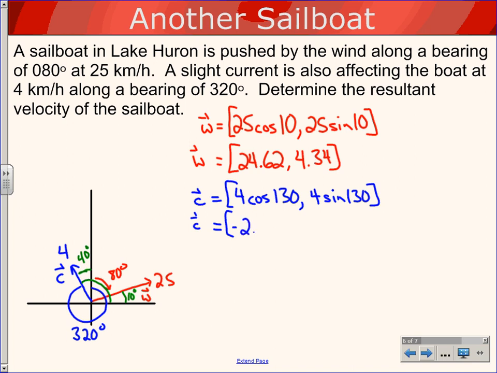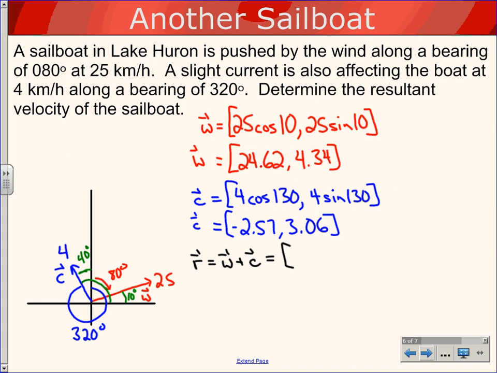And I've got minus 2.57 and 3.06. Much smaller numbers because it was a smaller vector, right? The magnitude was only 4 compared to 25 on the last one. Okay, so what we've done then is we've converted the red vector and the blue vector into Cartesian form. The advantage now is that if I want to get the resultant, all I have to do is add those two vectors up.